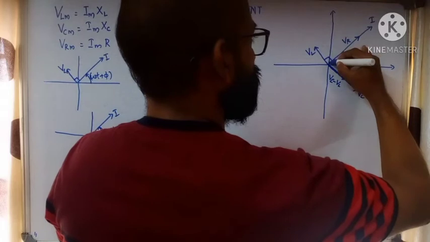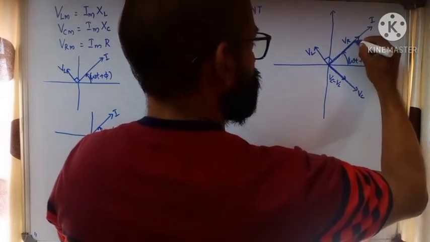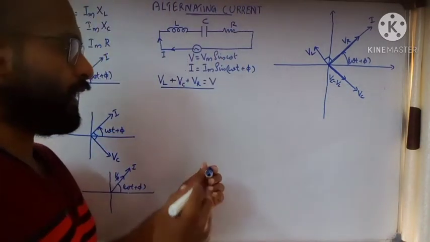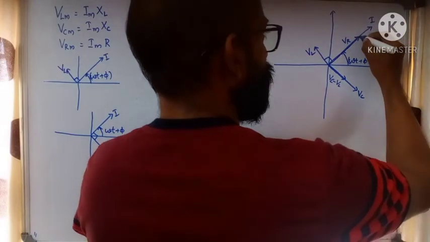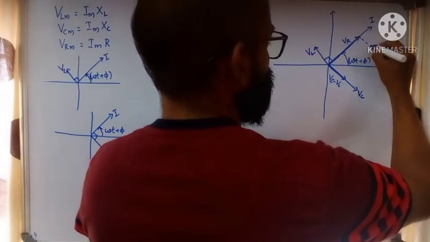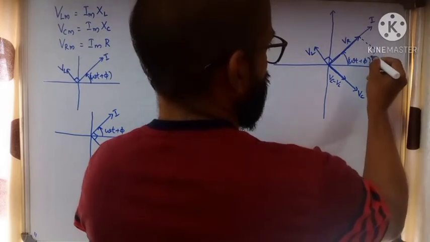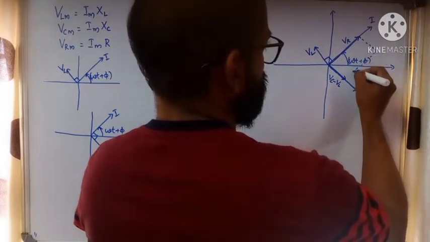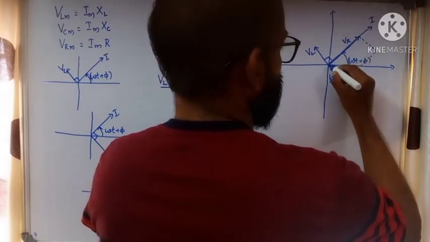And we have another vector VR, already drawn. This is the voltage across a resistor. Now they are perpendicular to each other. How will you find the resultant of these two? To find the resultant, we need the parallelogram law. We can draw a parallelogram. So by parallelogram, we can find the resultant. Now I just draw the diagonal. This will be the diagonal.